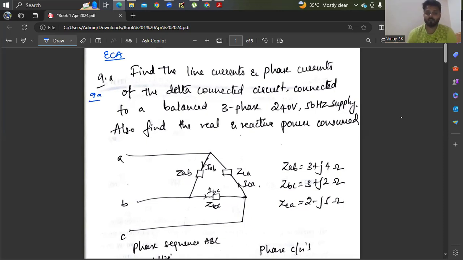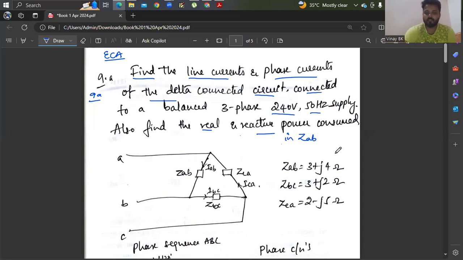What they asked: find the line currents and phase currents of the delta connected circuit connected to a balanced three-phase supply. Balanced means all the voltages are the same, but with a phase difference of 120 degrees. The line voltage is given, with a 50 hertz supply. Also find the real and reactive power consumed in ZAB. So this is the question.